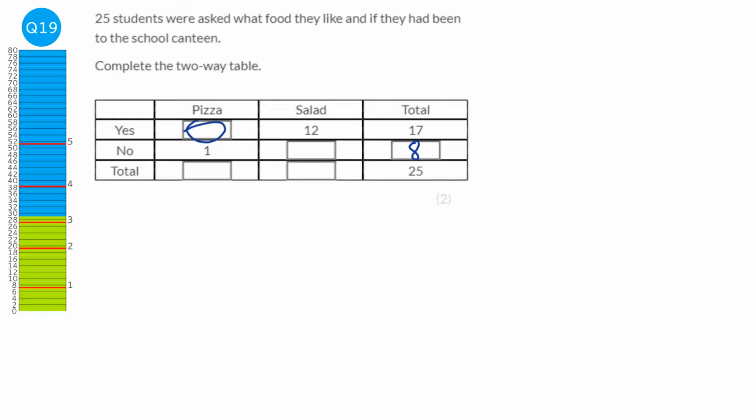Then same thing with here. There are 17 in total who said yes, 12 picked salad, and so therefore we take the 12 away from the 17 and we get 5. And so the total for the pizza will be 6. And then 6 plus 19 is 25, so we've got this bit along here. And then 12 plus 7 is 19, and we can check that as well. 1 plus 7 equals 8, so we know we've got it right.